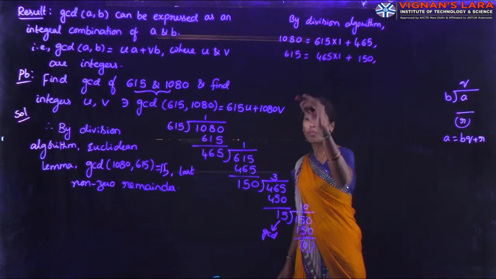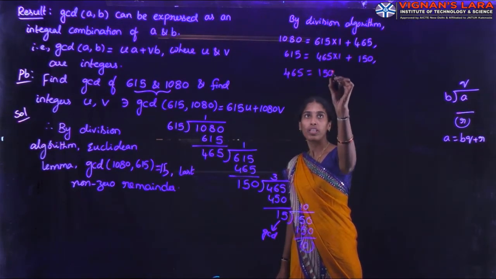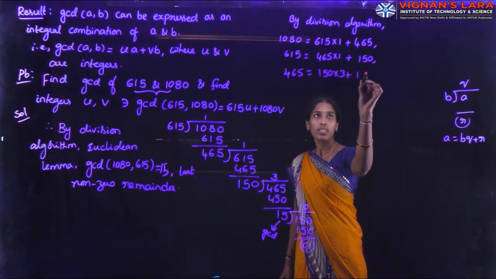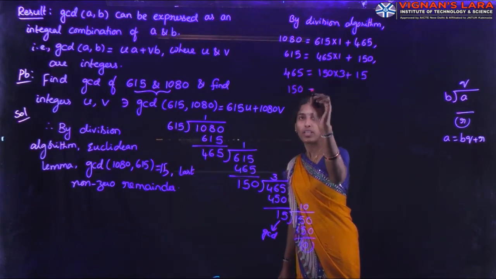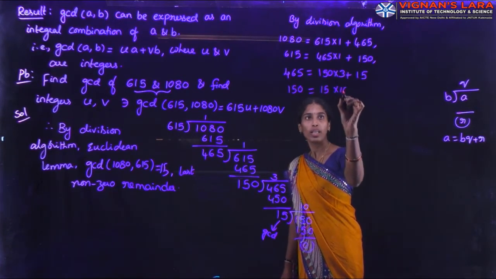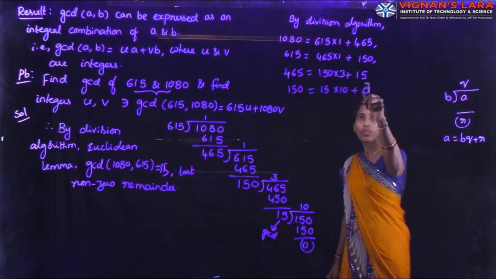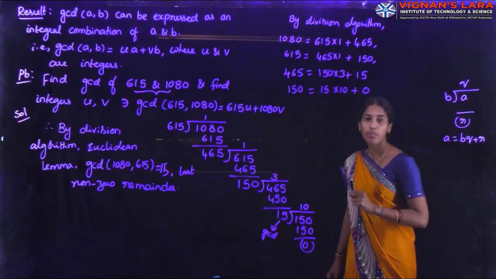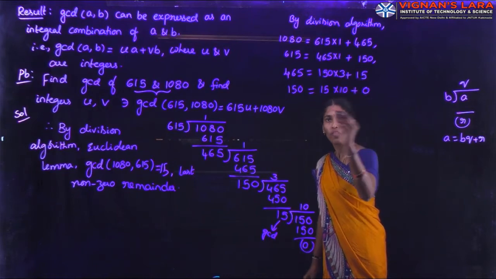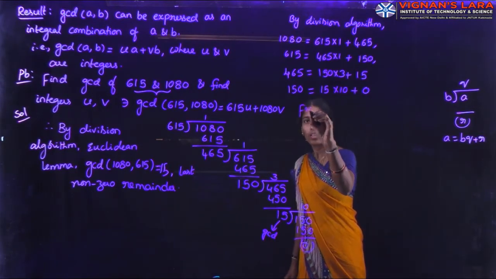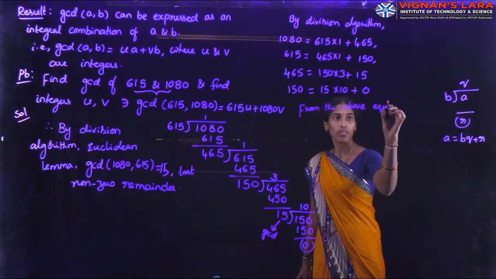From the third step, 465 is equal to 150 into 3 plus 15. From the last step, we can write 150 is equal to 15 into 10 plus the remainder is 0 in the last step. So the last non-zero remainder, this 15, is the GCD. Now, see here, using this last but one step, we can write from the above equations, right?